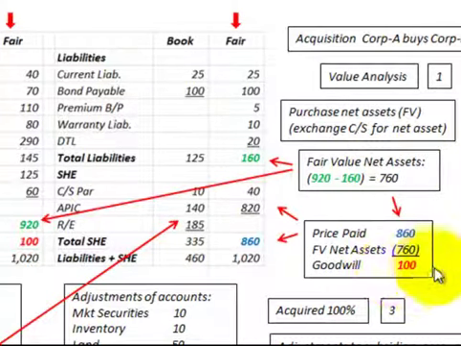And then to determine if there's any goodwill in this acquisition, we take the price paid. In this case it was $860,000 worth of common stock issued by Corporation A to Corporation B, and then we compare it with the fair value of the net assets that we acquired of Corporation B, in this case $760,000 worth, and you can see that the difference is $100,000 worth of goodwill, because the price paid was greater than the fair value of the net assets received.